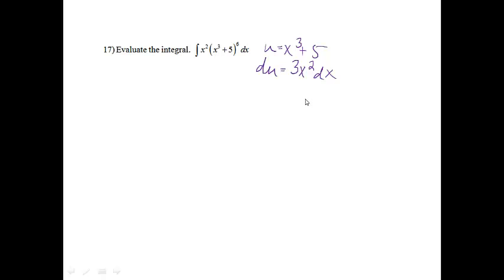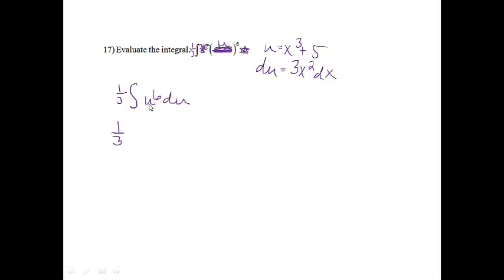Now I just need to make sure that all my parts are there. I notice that this says 3x squared, this only says x squared, so I'm going to put a 3 on the inside, which means to undo it I'm going to put a 1/3 on the outside. So now let's write what we have. We have a 1/3 and then we have an integral sign. Okay, I'm going to cross this off and that becomes u. So I have u to the 6th. And then the 3x squared and the dx together become du. So now I'm all set to work this problem.